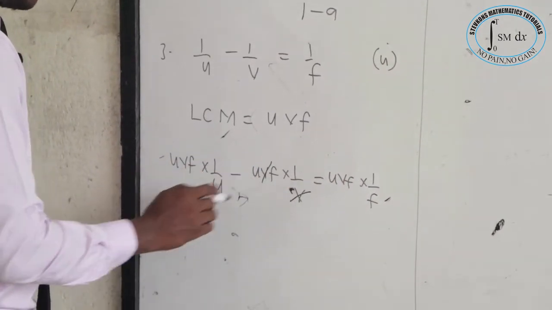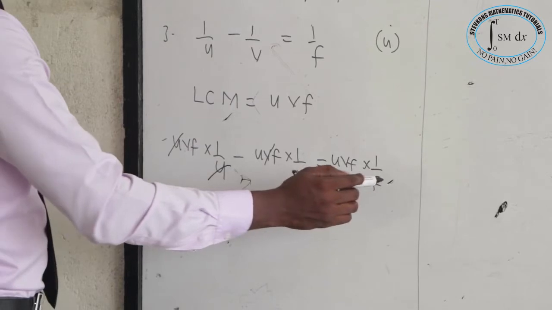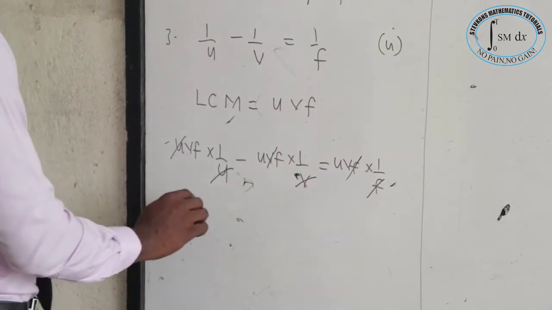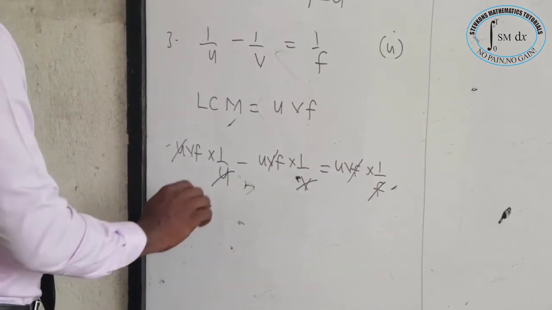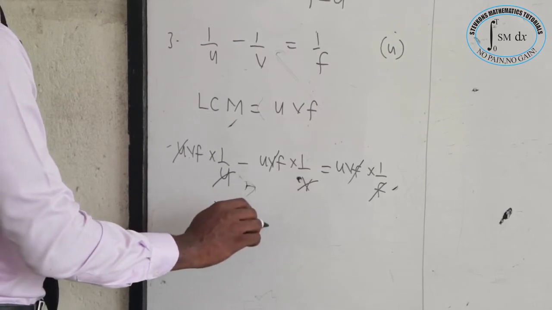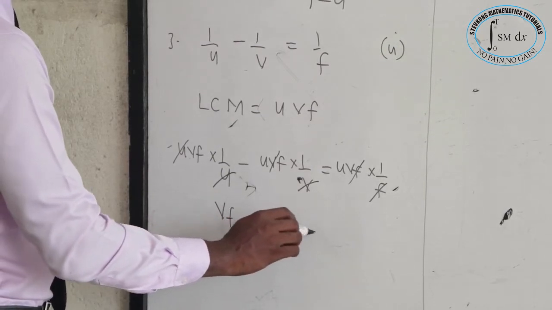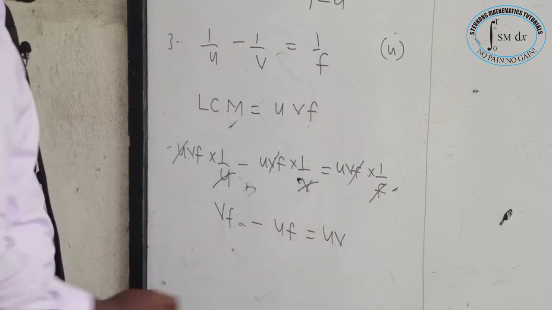Now this is cancelling out that. The u is cancelling out the u. The f is also cancelling out the f. Clearly we have vf minus uf equal to uv.